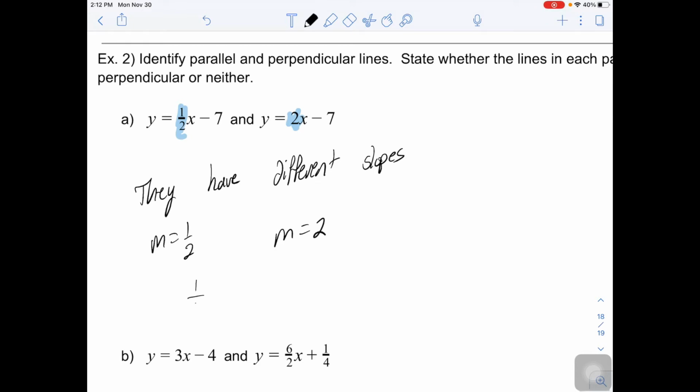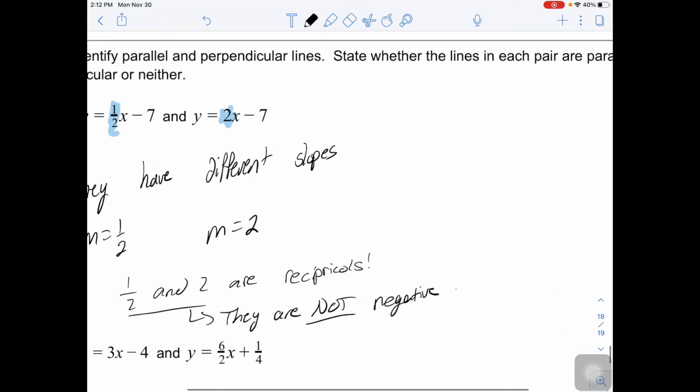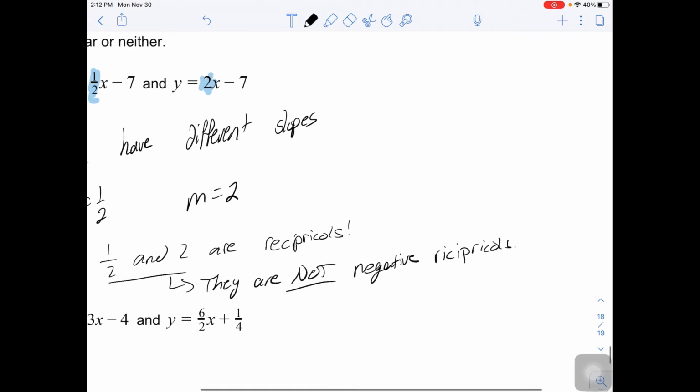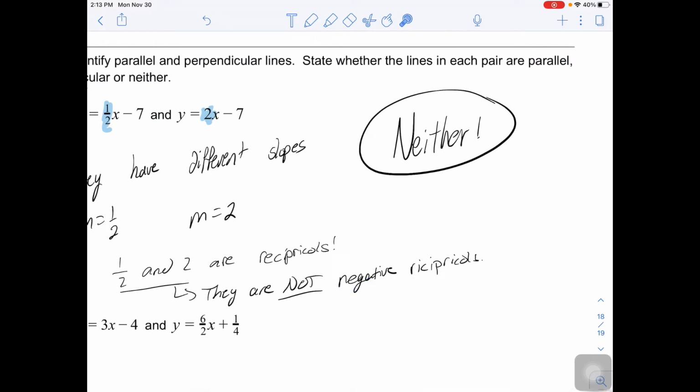They, 1 over 2 and 2, are reciprocals, but what's the issue? They're not negative reciprocals. They're both the same sign, so they are not negative reciprocals. So since they're not negative reciprocals, that means they are not perpendicular. They're not parallel because they'd have to be the same, so they're neither. They're neither. So in order to be perpendicular, you have to be a negative reciprocal. You can't simply just be a reciprocal. Okay.